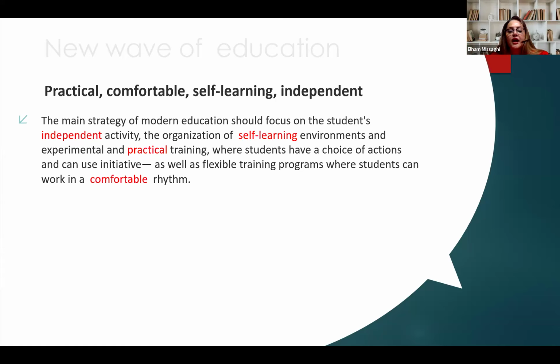So the organization of self-learning environment. They study by themselves, they work with the classmates, and practical training. So task-based learning: we give them projects to do. They have options to choose based on their interests or ability, and they plan for it. And the environment should be very comfortable, not as stressful. They can trust and they can be comfortable in the class.